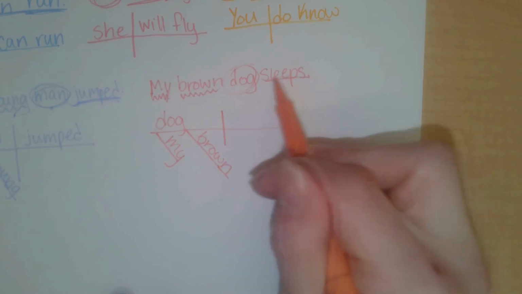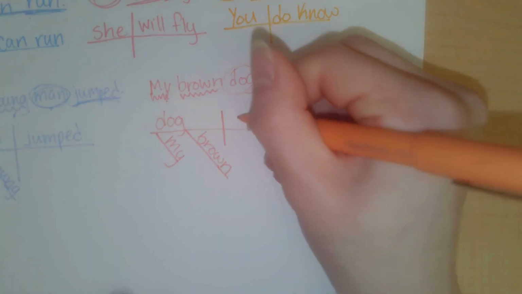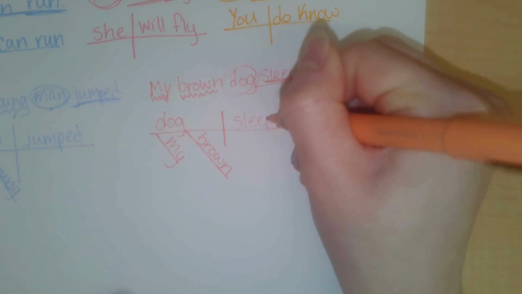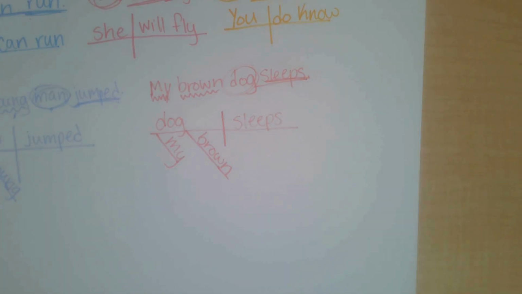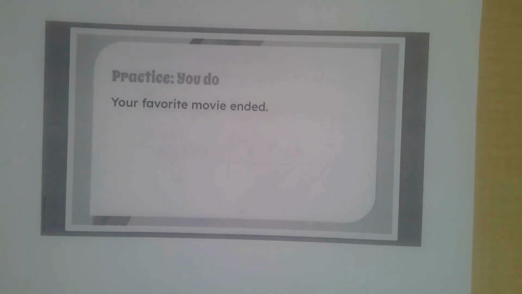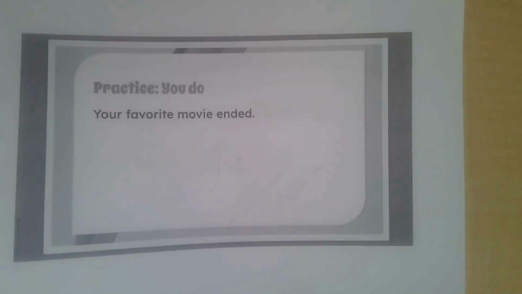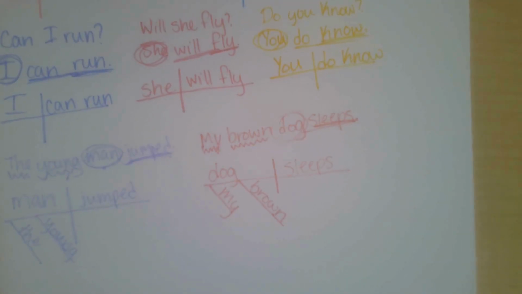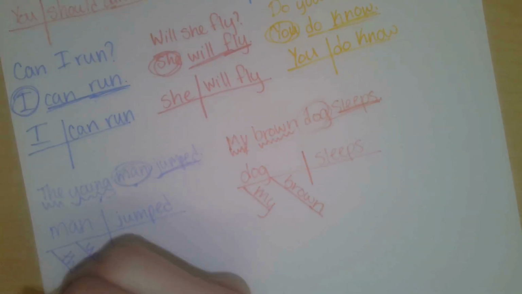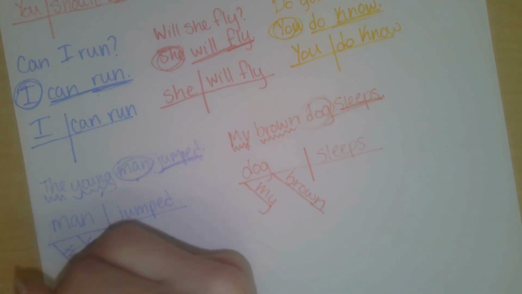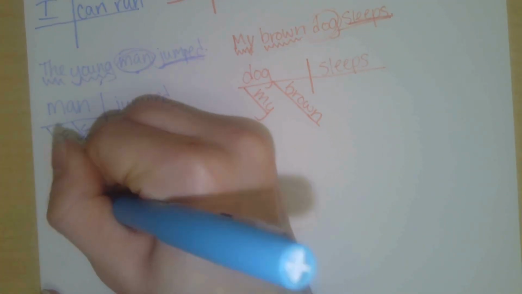And then what is the dog doing? The dog is sleeping. The dog sleeps. Put our verb in. Now, I want you to do this practice on your own. Pause the video. I'll give you the answer in 1 second here. I was writing the wrong subject.